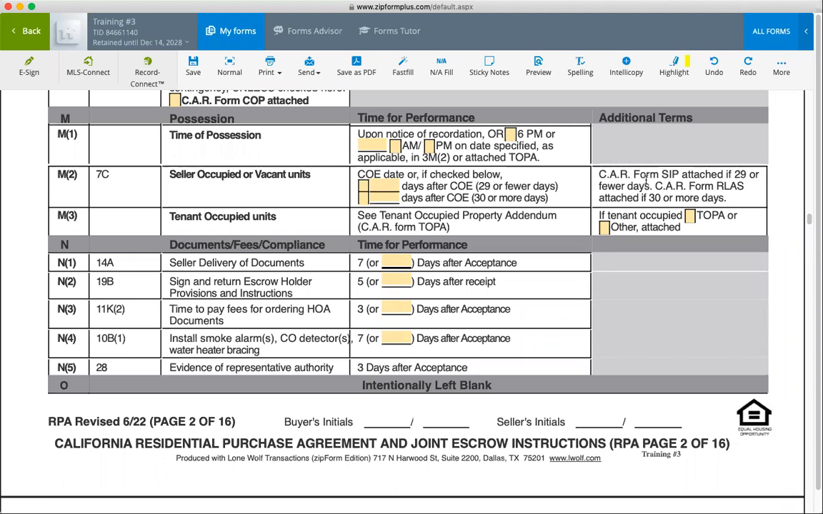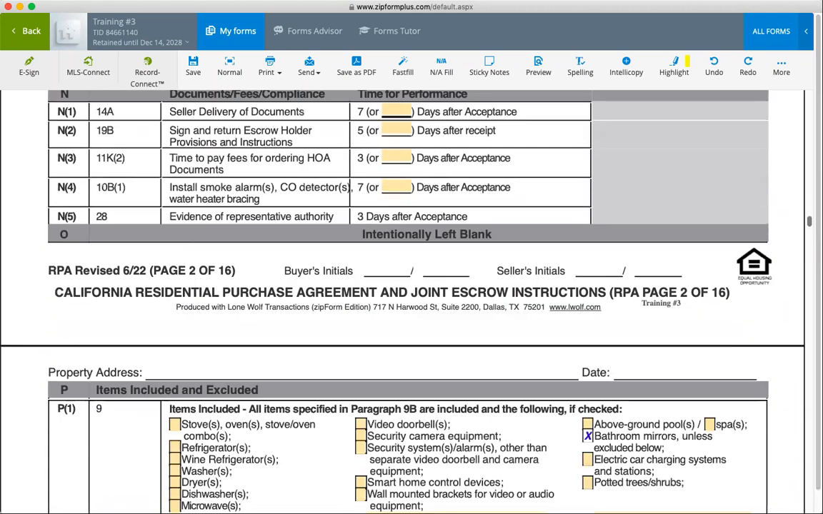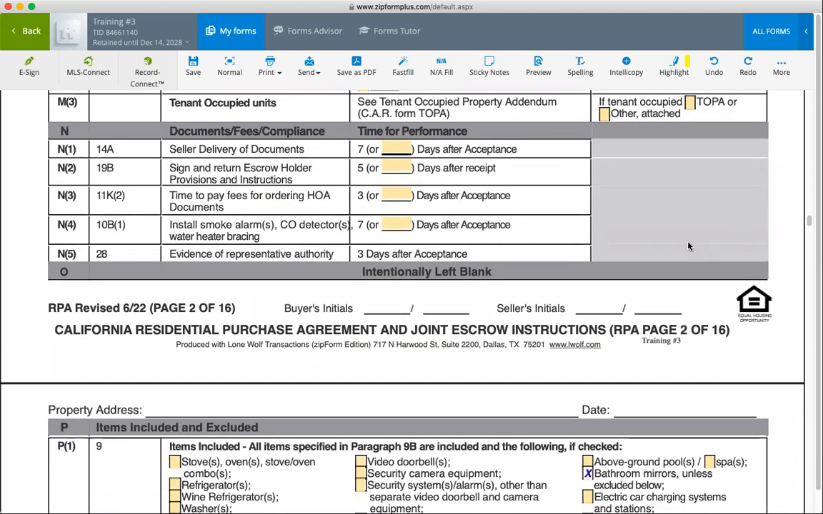It says here on the additional terms, the SIP is attached at 29 days or fewer. The RLAS form is attached at 30 days or more. So if you check one of these boxes, it's actually going to add that form to your package, so you'll be able to fill it out along with the RPA. And then M3 deals with tenant occupied units, and that's all dealt with in the TOPA form. If you check this box here, the TOPA, it'll add the TOPA form for you. Not going to get into those ancillary forms today. We'll stick with the RPA.